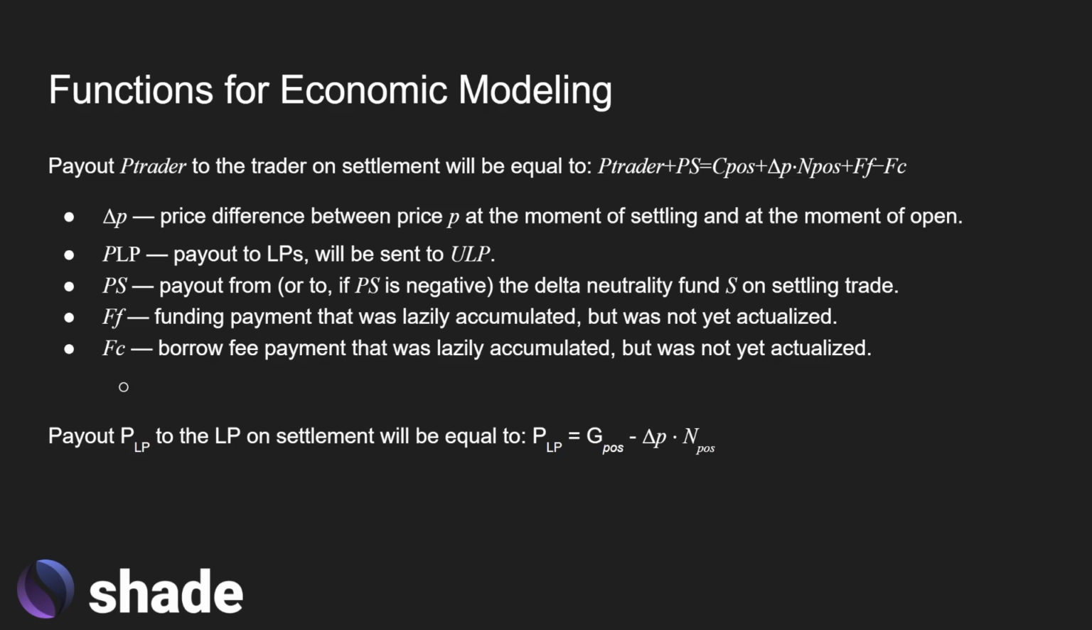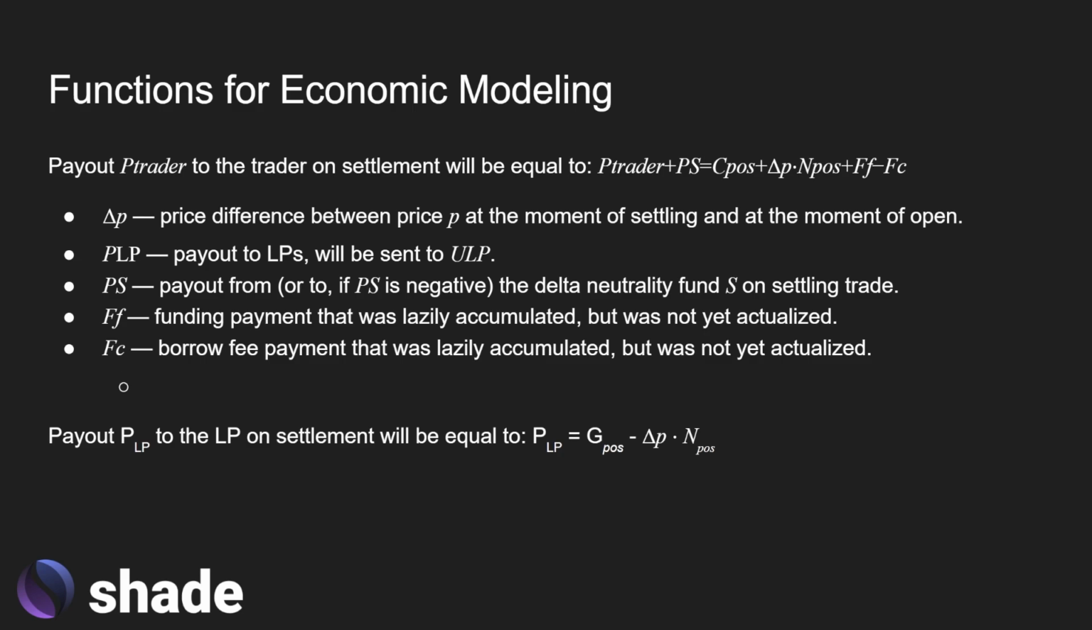and so once we've got these basic variables defined, we can surmise equations used to calculate payouts for both traders and liquidity providers, and those are both shown. Payout for traders is shown at the top of this slide. Payout to LPs is shown at the bottom of this slide. Basically, the payout to traders plus the payout to or from the delta neutrality fee is equal to the size of the trader's collateral plus the notional size of the position times the change in price plus a funding payment minus a borrow fee payment.